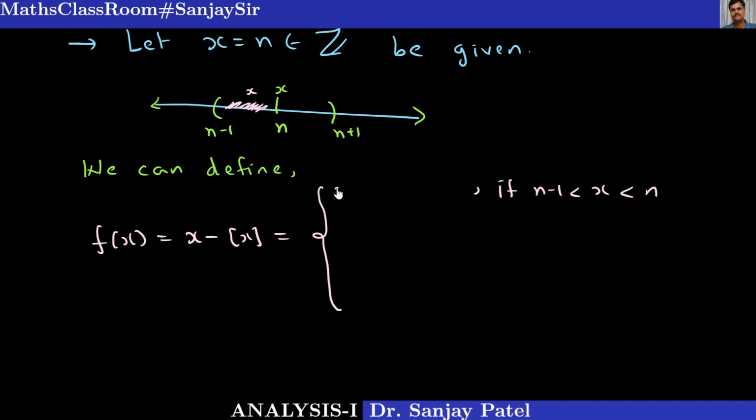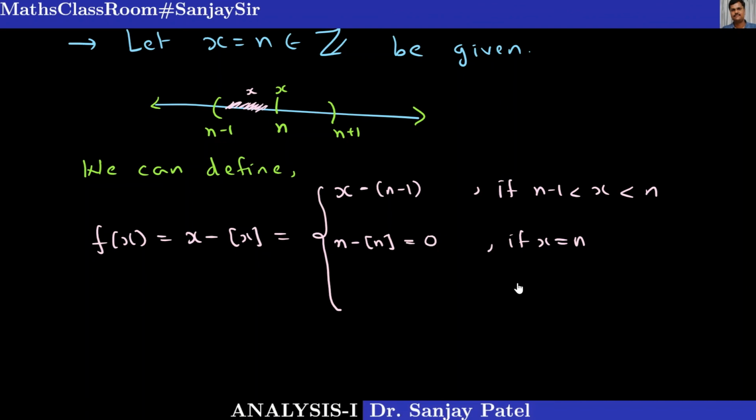So in this case, the function value is x minus n minus 1, because bracket x for any x here is always n minus 1. For x equal to n, if x is exactly equal to n, then bracket n is also n. So I can write n minus bracket n, and this value will be 0.